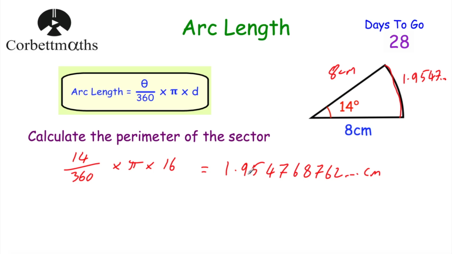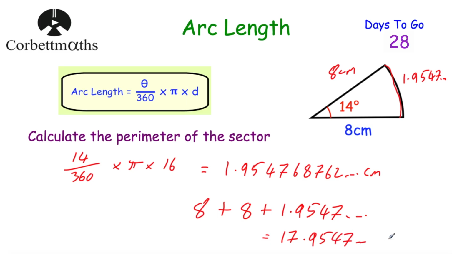And now let's find the perimeter of the sector. So we're going to do 8 plus 8 plus 1.9547 and so on, and that would be equal to 17.9547 and so on centimeters, and that's the perimeter of the sector. So just remember, whenever you find the perimeter of the sector, you need to find the length of the arc by using the formula beta over 360 multiplied by pi multiplied by the diameter of the whole circle. But also, if it's the perimeter of the sector, include the 2 radii as well, so make sure you're adding on the 8 and the 8. If the question just asks for the arc length, obviously you're just finding the arc length.